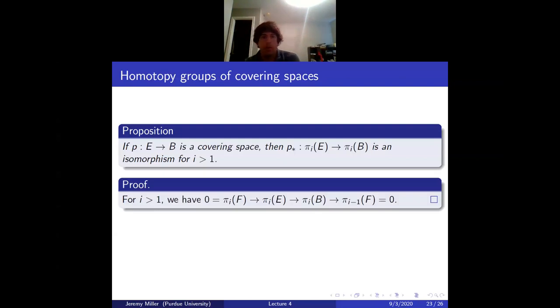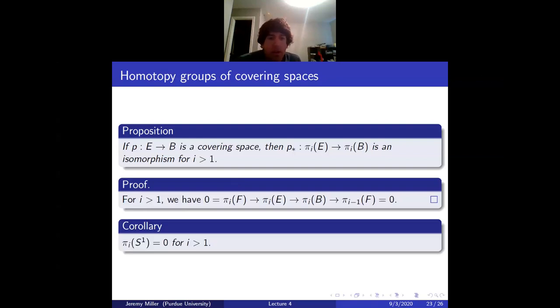And how do you see that? Well, you just look at the long exact sequence. Because the map's a covering space, the fiber is discrete. So that means all the homotopy groups of F starting at 1 will vanish. So pi I of F is 0 and pi I minus 1 of F is 0, assuming I is at least 2. So that'll make the middle map an iso. Proof.